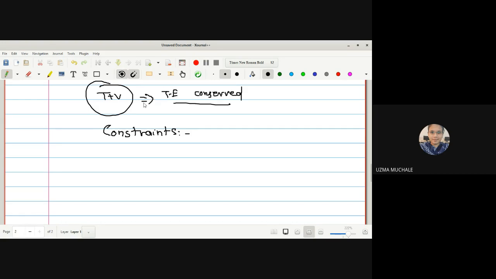The definition of this: constraints are the limitations or geometric restrictions.